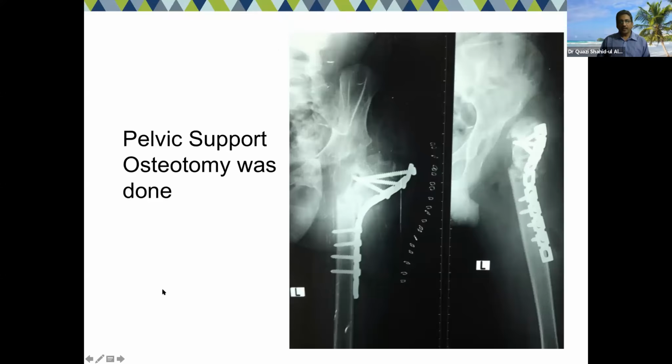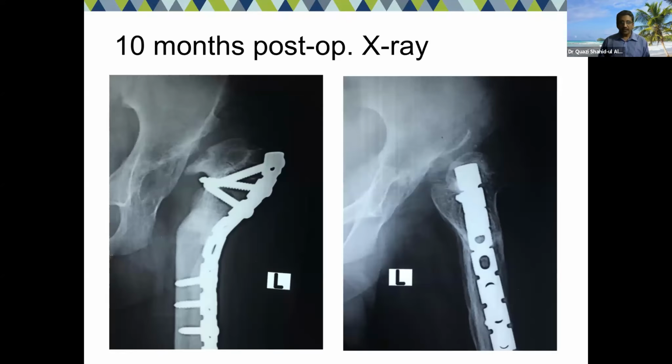So we did the pelvic support osteotomy. And after 10 months, this is the postoperative X-ray. The child does not have any pain, but his limping and gait pattern has not improved much. He still walks with a little pain whenever he puts a little bit more pressure.